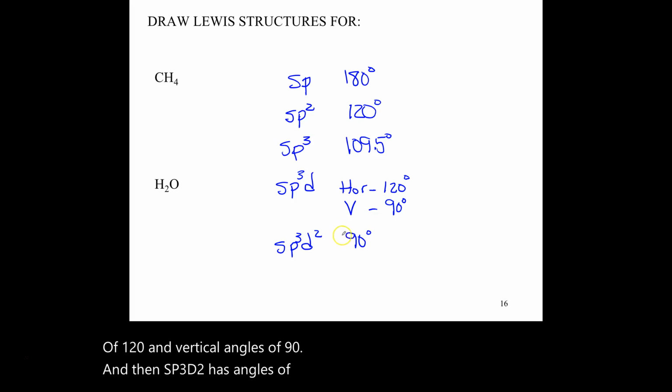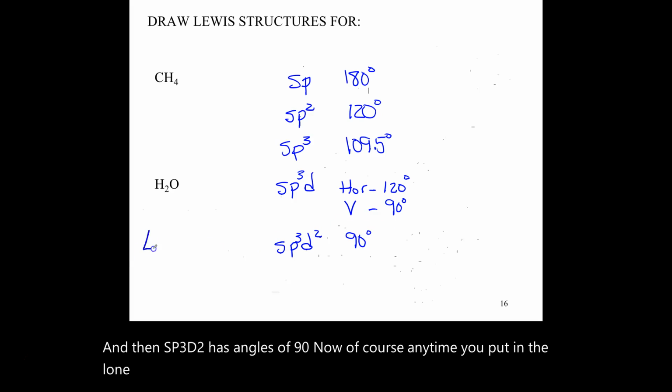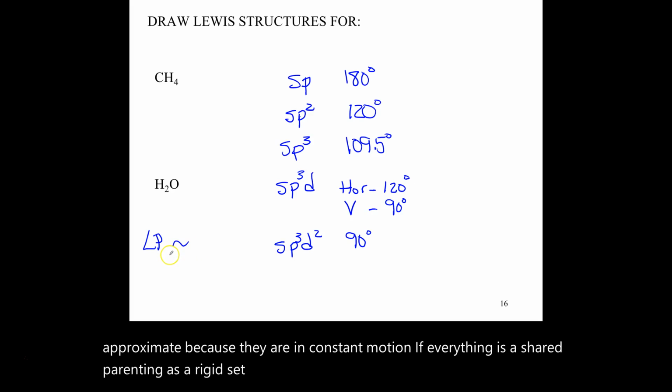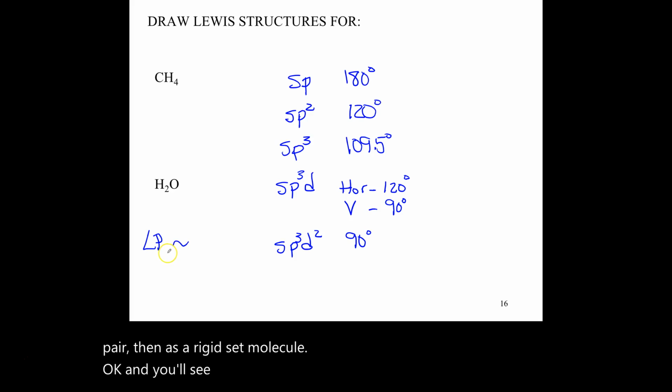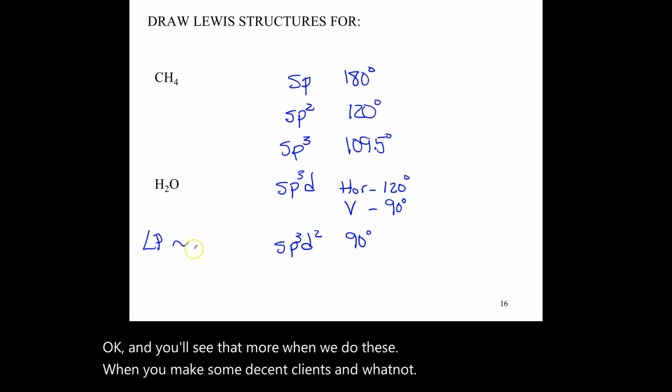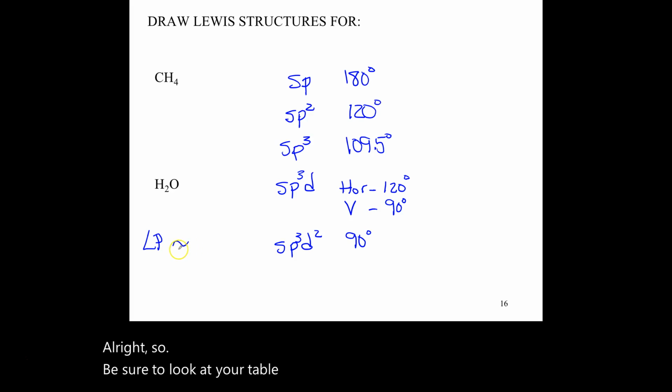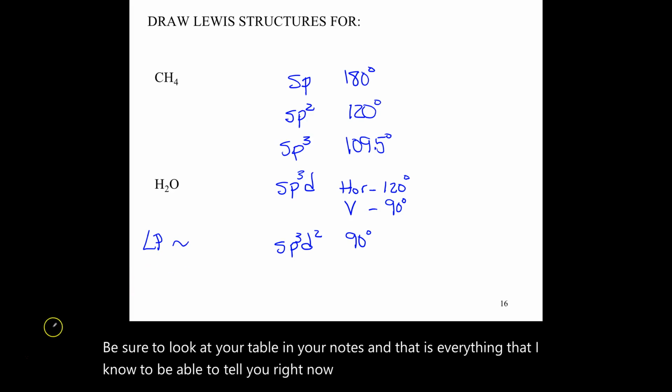Now, of course, anytime you put in lone pairs, they make the angles become approximate because they're in constant motion. If everything is a shared pair, then it's a rigid molecule. Okay, and you'll see that more when you make some of these in class. All right. So anyway, be sure to look at your table in your notes. And that is everything that I know to be able to tell you right now about VSEPR theory.